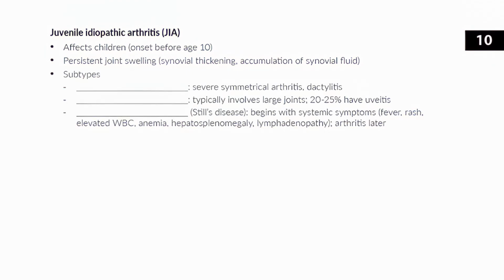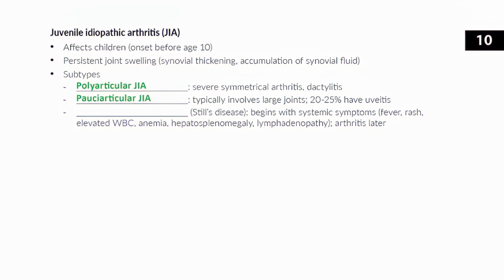There are 3 types of JIA. There's polyarticular JIA, which is characterized by severe symmetrical arthritis, and the inflammation of the fingers is called dactylitis. Then there's pauciarticular JIA. Pauci means few, so instead of a bunch of joints being involved, this just involves a few joints, typically the large joints, but it almost never starts in the hips. And about 20 to 25% of those kids also get uveitis.